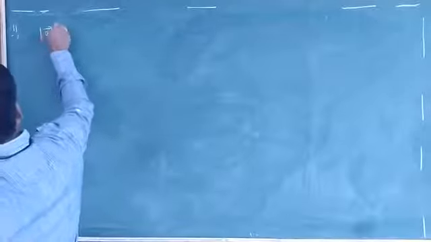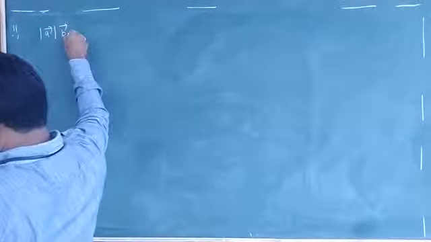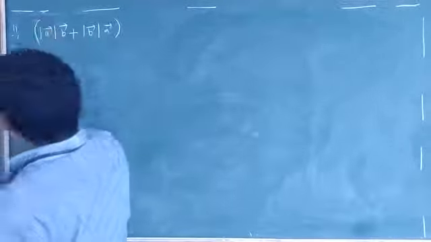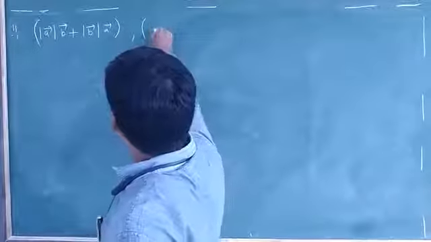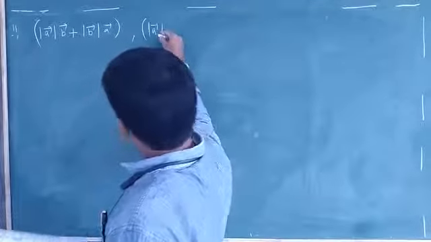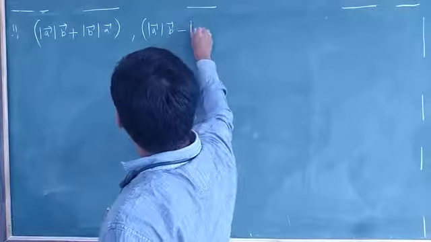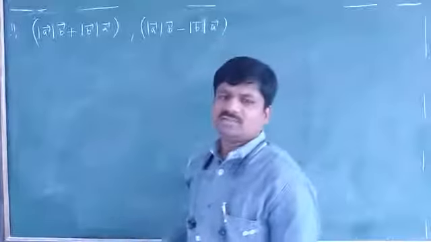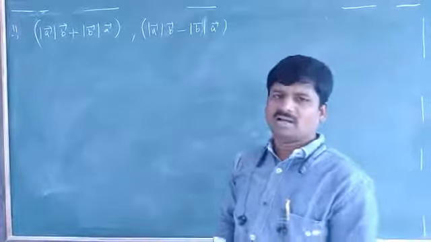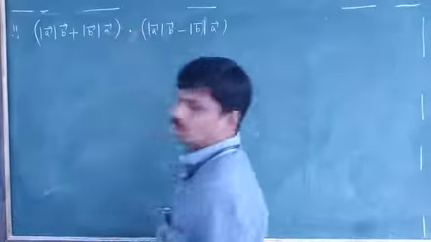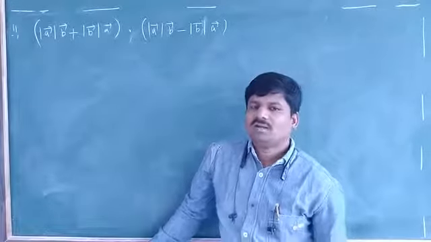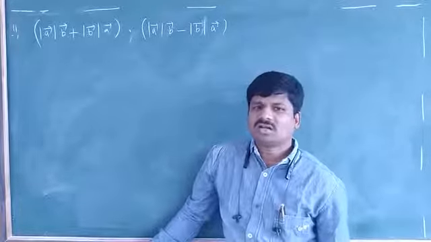Question number 11, mod a bar into b bar plus mod b bar into a bar. It is one vector. Prove that this vector and mod a bar into b bar minus mod b bar into a bar, prove that these two vectors are perpendicular. To prove that, it is one vector, it is one vector. These two vectors are perpendicular. To prove this perpendicular, we have to find the dot product.